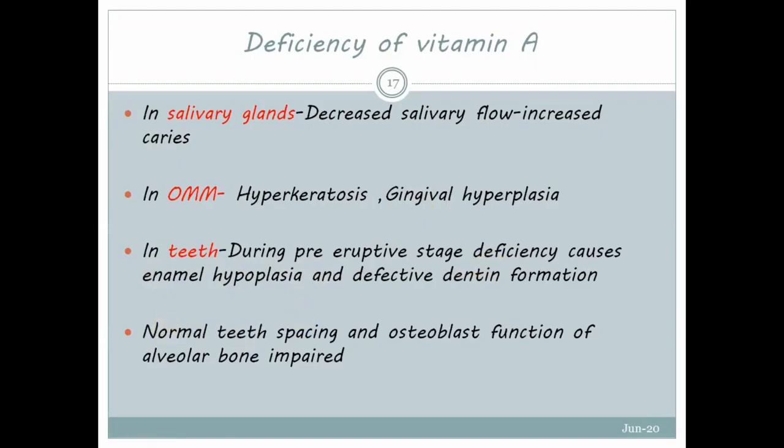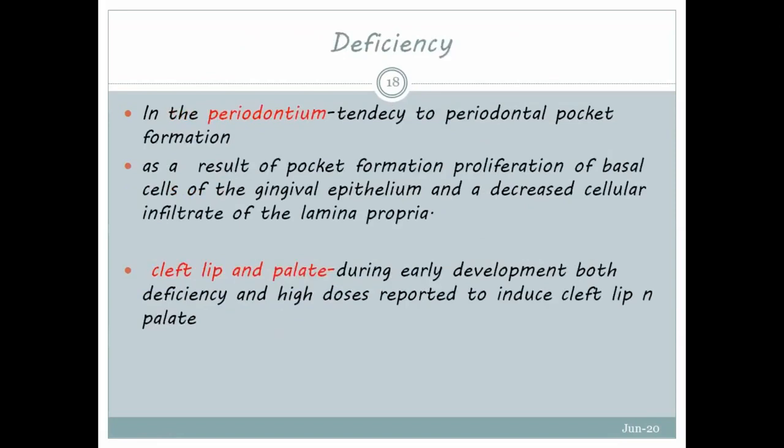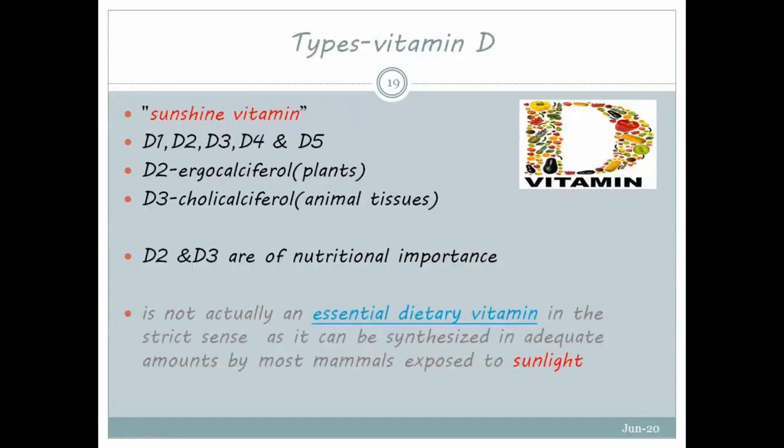Normal teeth spacing and osteoblast function of alveolar bone will also be impaired in case of vitamin A deficiency. In the periodontium, there is a tendency to periodontal pocket formation. As a result of this pocket formation, there is proliferation of basal cells of the gingival epithelium and a decreased cellular infiltrate in the lamina propria. There is also a chance of cleft lip and palate during early development, with both deficiency and high doses reported to induce cleft lip and palate.